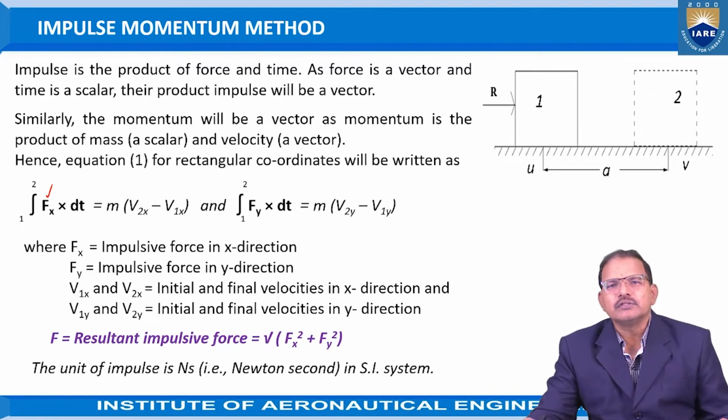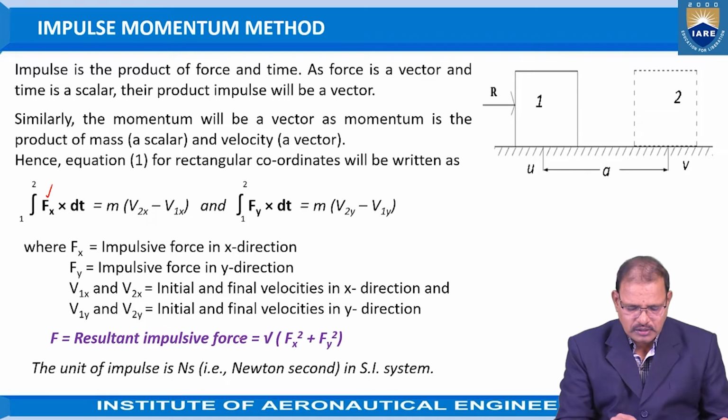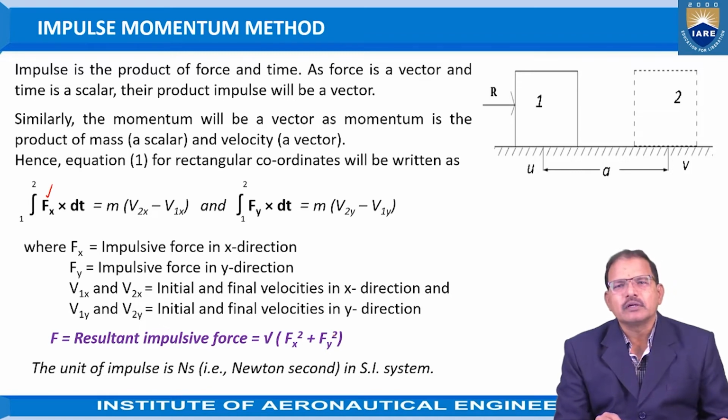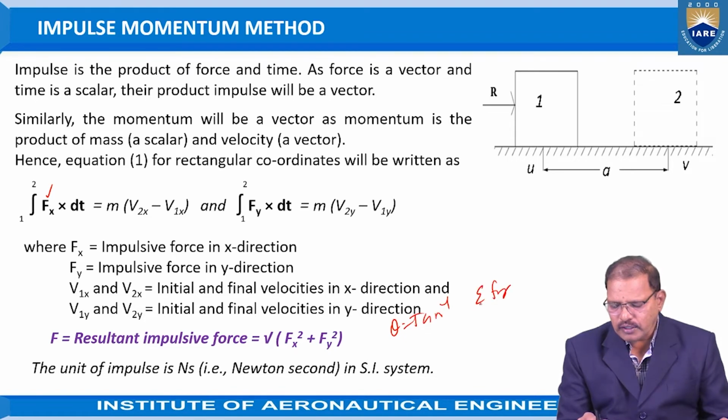Hence, the resultant force is given by the square root of Fx squared plus Fy squared, and theta is given by tan inverse of sigma Fy divided by sigma Fx.